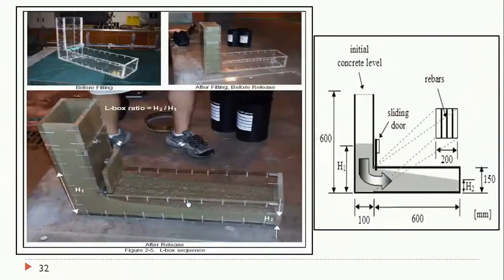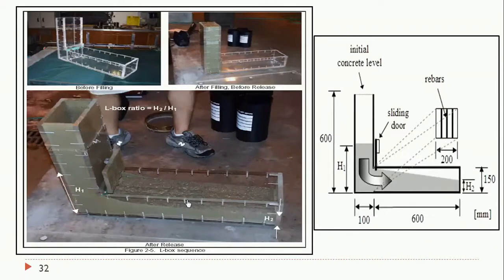We have an L box. Okay, the vertical section is filled. Once the vertical section is filled, the vertical movable gate is released. Once the movable gate is released, the concrete in the vertical section will flow, pass through the reinforcement blockage, and reach the horizontal section.